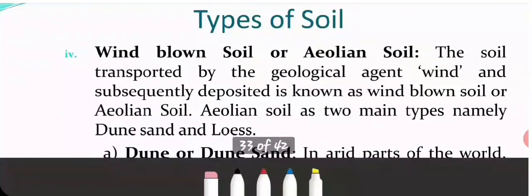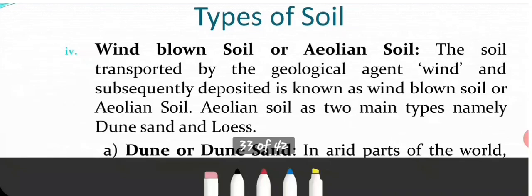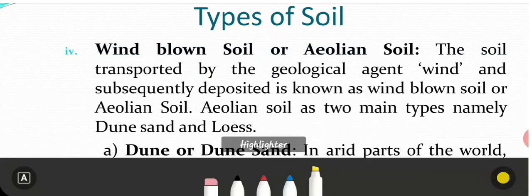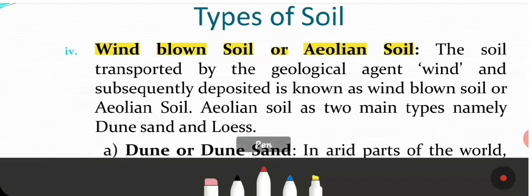After that, this is also important soil, wind blown soil or aeolian soil. Okay, the soil transported by geological agent, that is wind, and subsequently deposited is known as wind blown soil or aeolian soil. Aeolian soil has two main types, namely dune sand and loess.